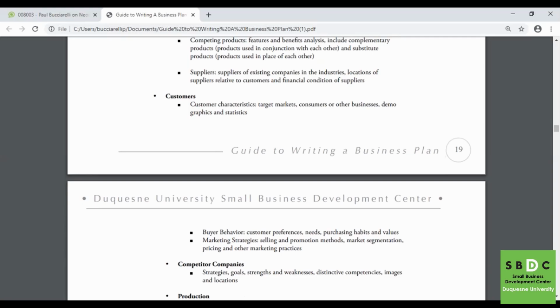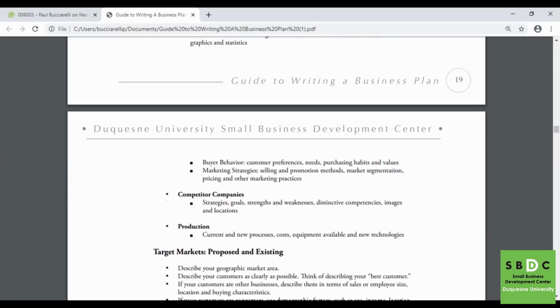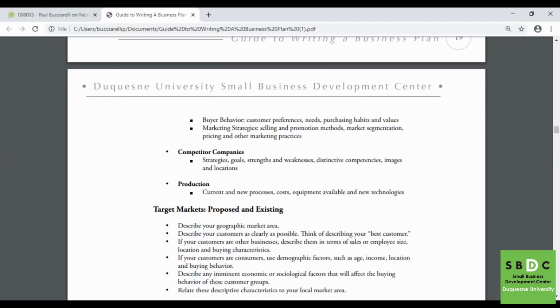What are the target markets you're going after? What are the demographics in that particular space? And how do the buyers behave? Those are the kinds of things that you can identify with research.